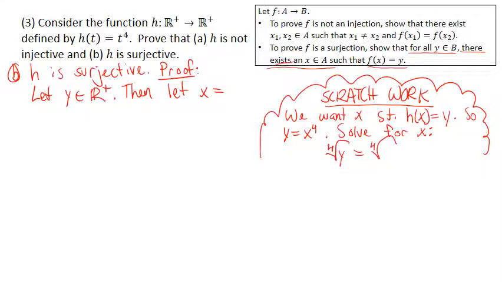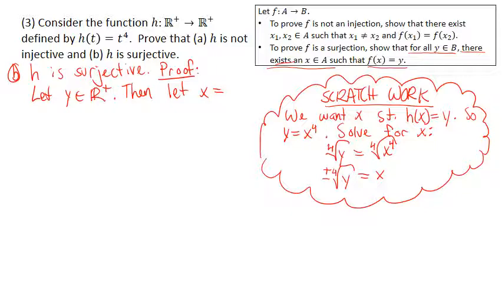Now keep in mind there's a couple of things that could go wrong here. So first of all, y has to be positive in order for this to work because we're taking an even root of it. So if y were negative, this would not work. Also keep in mind that when you do the even root of an even power like this, you really get plus or minus the 4th root of y. Okay, so either the positive or the negative version would work. Now in this case, we definitely need to take the positive version because our domain only contains positive numbers. But if it were a different situation, either of those would work.